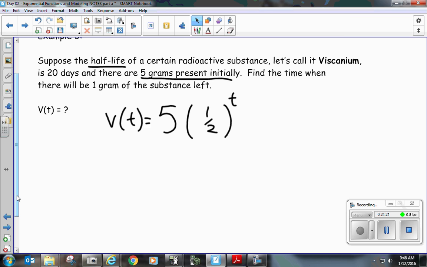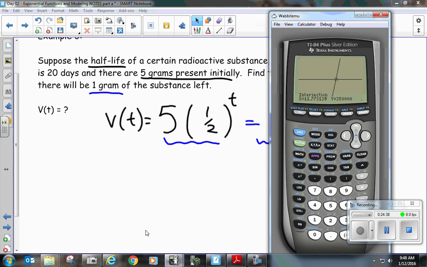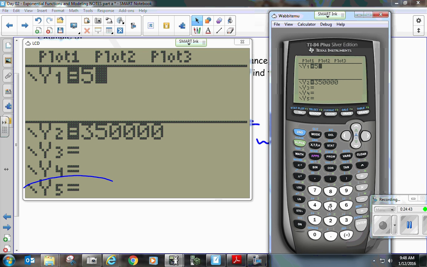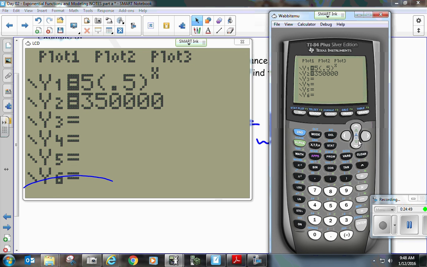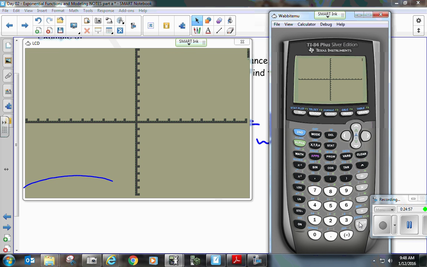So I want to figure out when this equals what? When there's going to be 1 gram left. So I'll set this equal to 1. I'll put this into Y1 and this into Y2, and I'll get an answer for T. That's all. I'm definitely going to change the window. We can't be at 350,000 anymore. So, for Y1, clear that. It is 5 times 0.5 to the X, since 1/2 is the same thing as 0.5. This is going to be 1. Let's go to a standard window, 10 by 10.